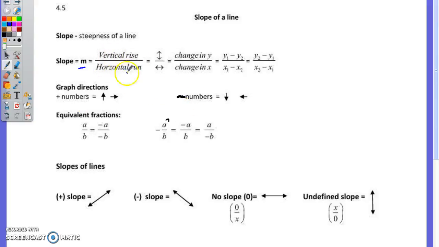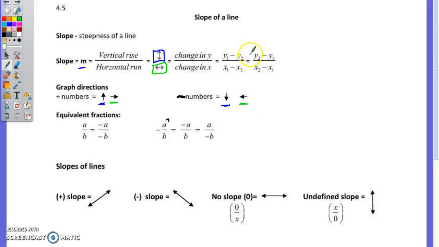It is the vertical rise with a horizontal run. So our top numbers, and when we got into graphing and counting out the slope, you need to know that your top numbers, your numerators, go up or down depending on whether they're positive or negative. So a positive goes up, a negative goes down. And your bottom number indicates left and right. So it's right if it's positive, left if it's negative.